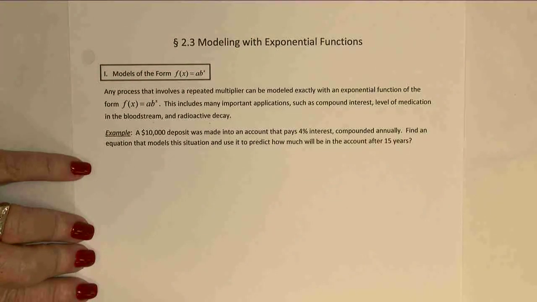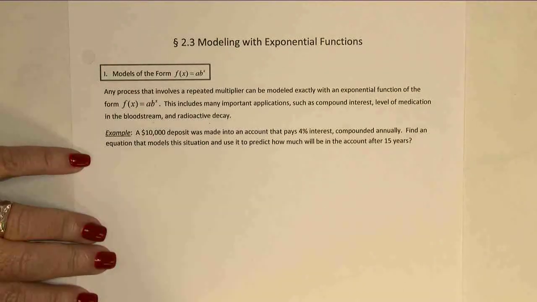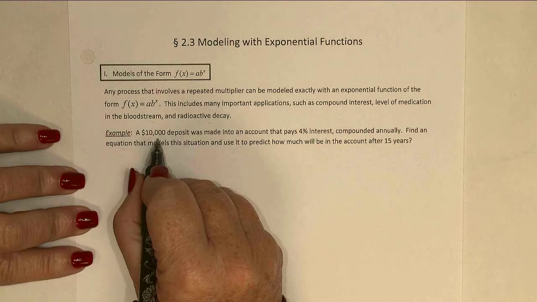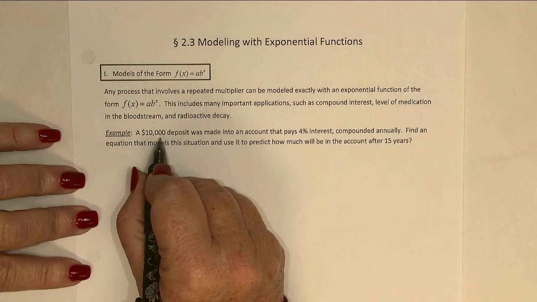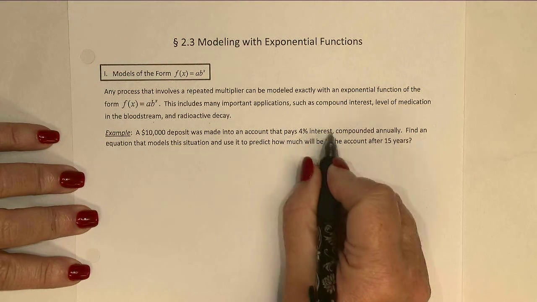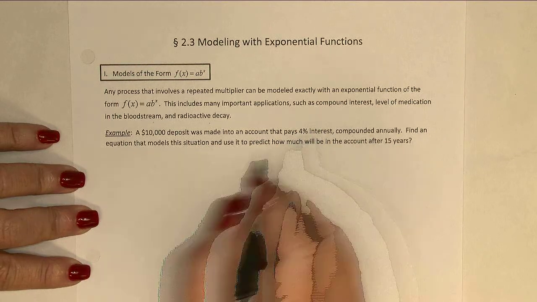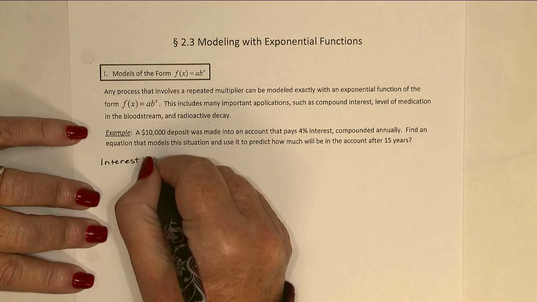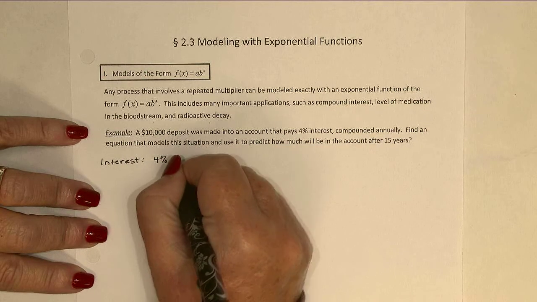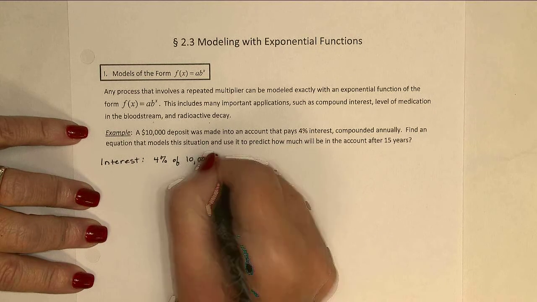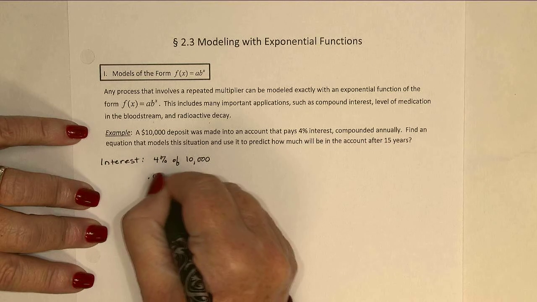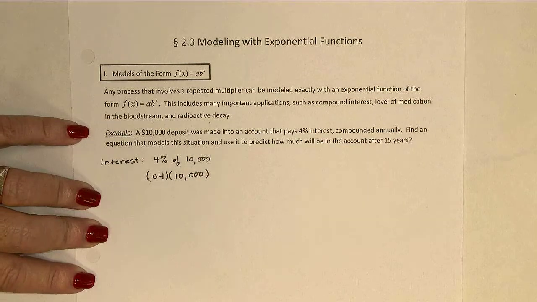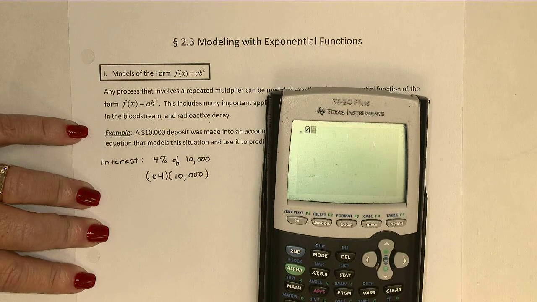I'd like to start by just kind of looking in depth at what's going on for the first year. We know that we start with $10,000, and in the first year we're going to earn 4% interest. So the interest would be 4% of the $10,000, or 0.04 times 10,000, which is $400.